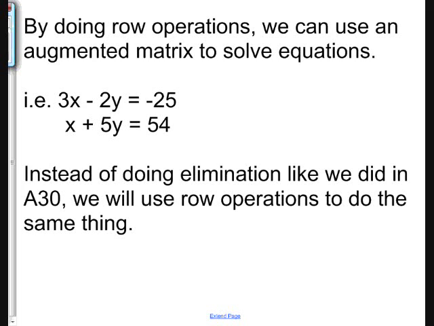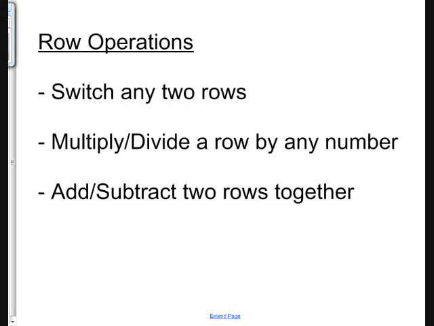Like we learned in B30, chapters 1.4 and 1.5, we learned elimination and substitution and stuff like that, right? Well, now we're going to be able to use matrices to solve systems with two equations like that one there, or we're even going to go crazy and do one with three equations, three variables. Our row operations, there's only three of them: switch two rows, multiply or divide a row by a number, or add or subtract two rows.